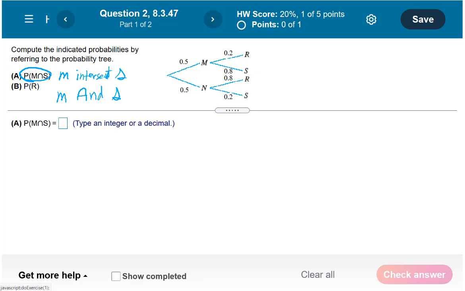So in looking at the tree diagram, which branches do we see that have an M and S? Well, that would be here. We multiply along the branches. Since that's the only branch checked, that is our answer.